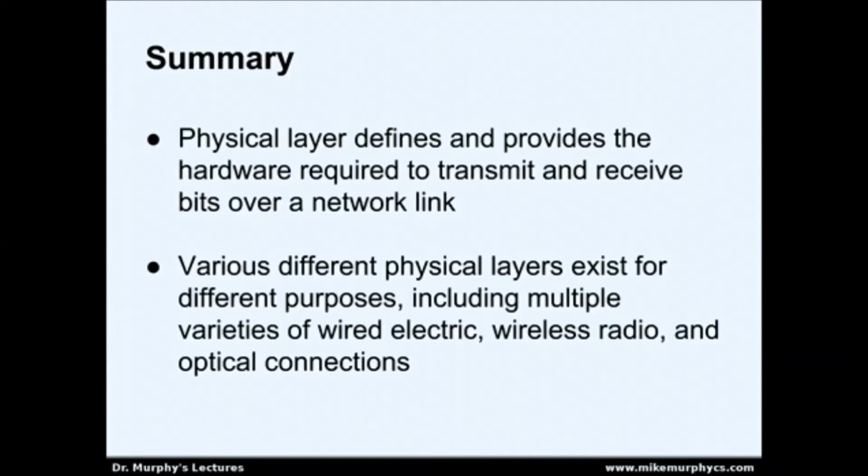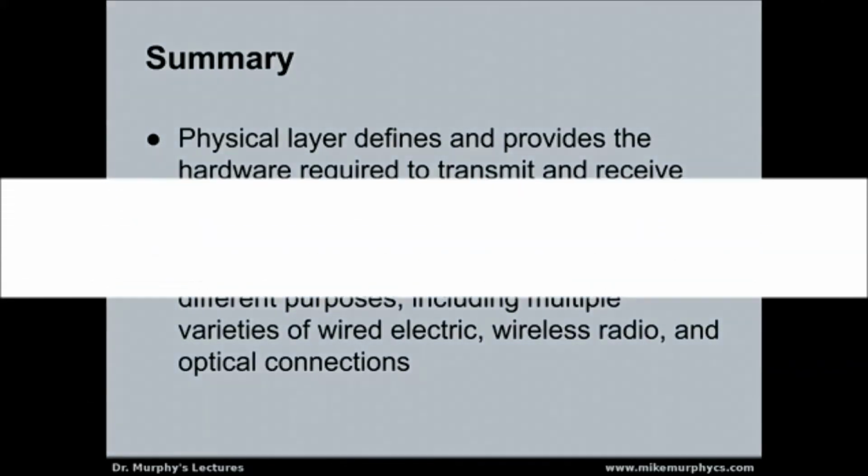We have a bunch of different choices of physical layer. Different ones exist for different purposes, including multiple varieties of wired electric, wireless radio, and optical connections. But all of them serve the same purpose, and that is to provide the hardware layer upon which the rest of the networking system will be built.